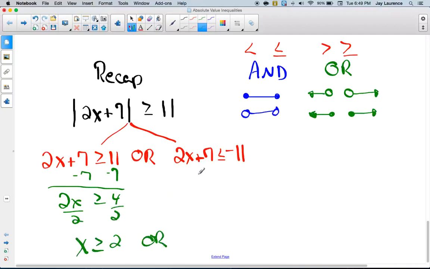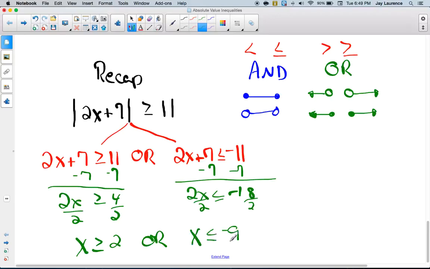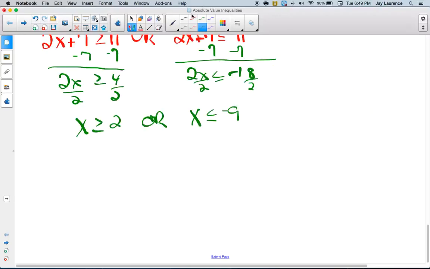Or, same thing over here. Subtract 7, subtract 7. Going to get 2x is less than or equal to -18. Divide by 2, divide by 2. And I'm going to be getting x is less than or equal to -9. All right.